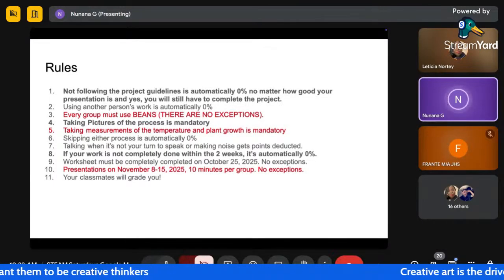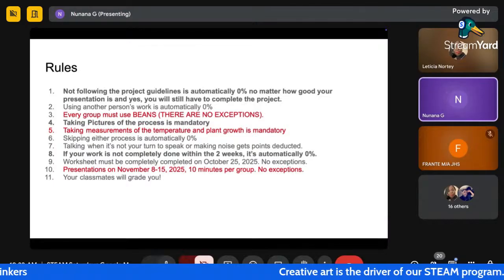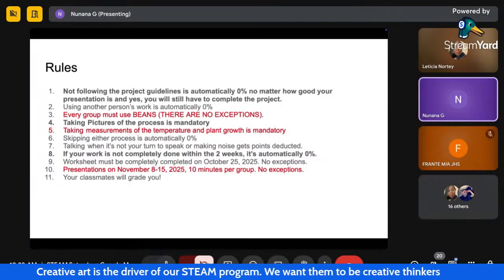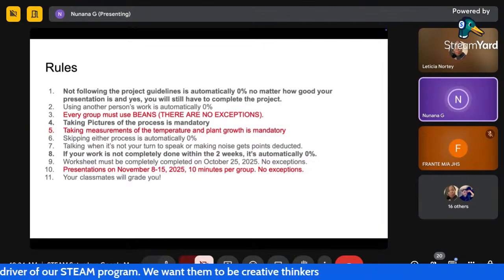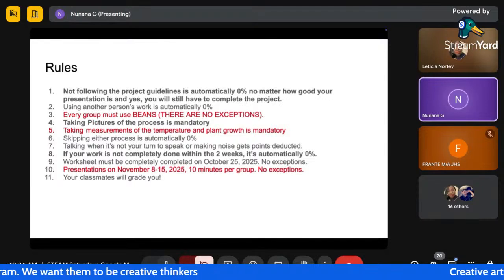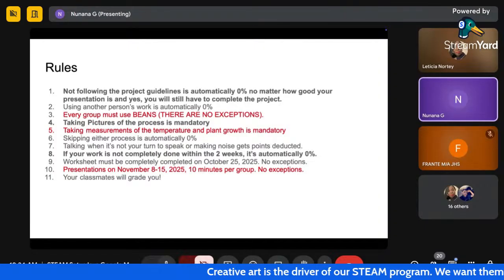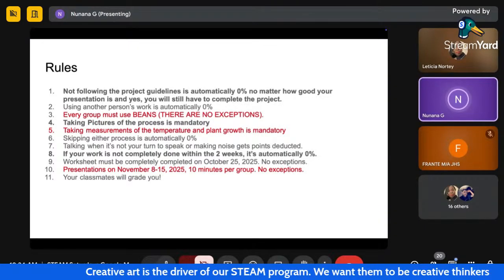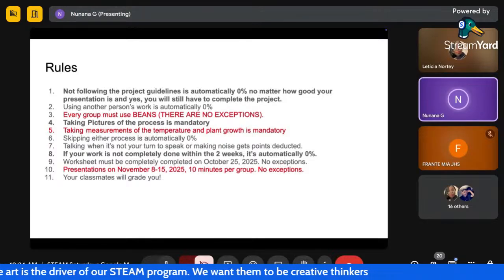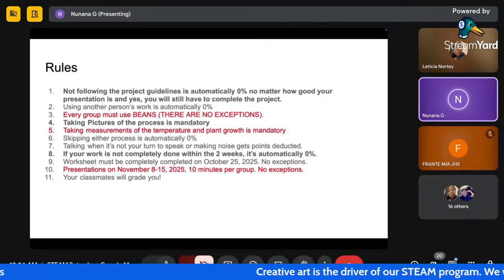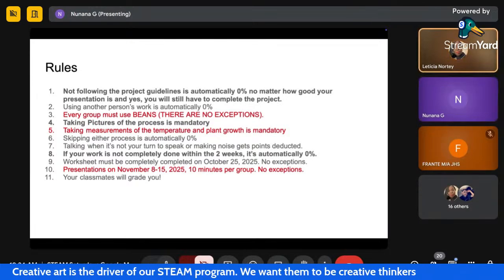Now, when somebody's talking, please allow them to talk. Speaking while someone else is speaking, it's not your turn. You're going to be deducted. If your work is not completely done within 2 weeks, it's 0%. The worksheet was shared with your teachers. Please get it done, and this will help you with the project. There are no exceptions. Presentations will be starting on November 8th to the 15th, 10 minutes per group. No exceptions. Your classmates will be grading you, so you're not only impressing the teachers, you have to make sure that your classmates understand what you're doing. Any questions?